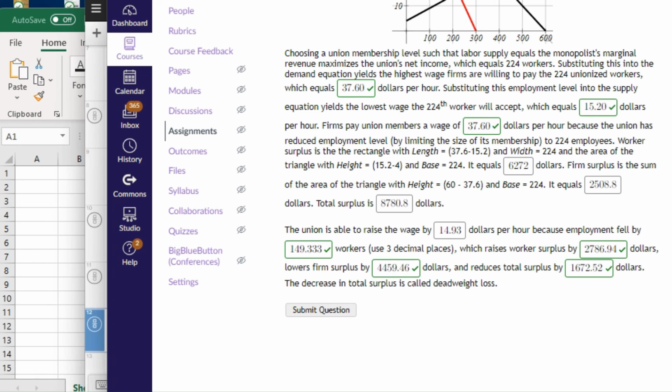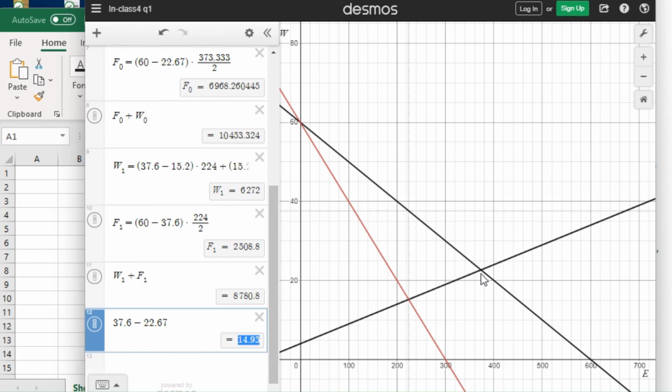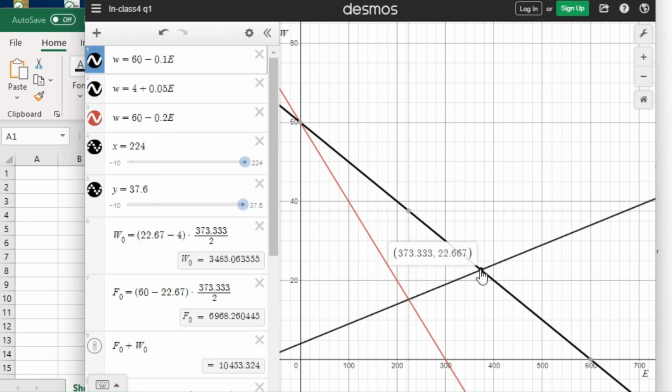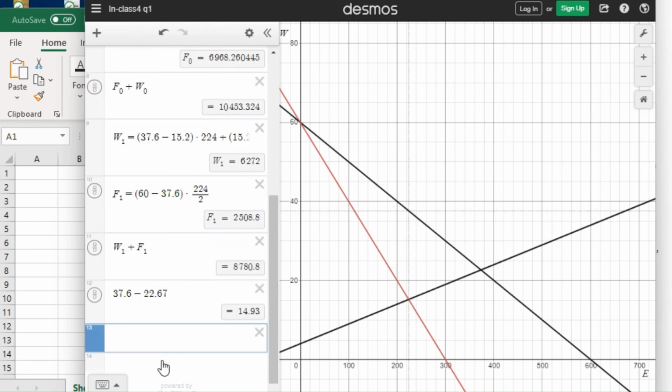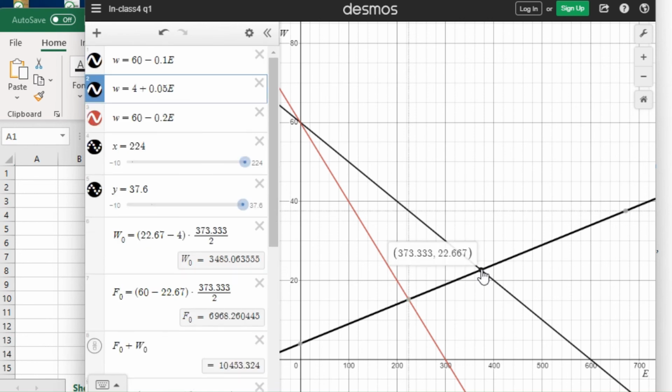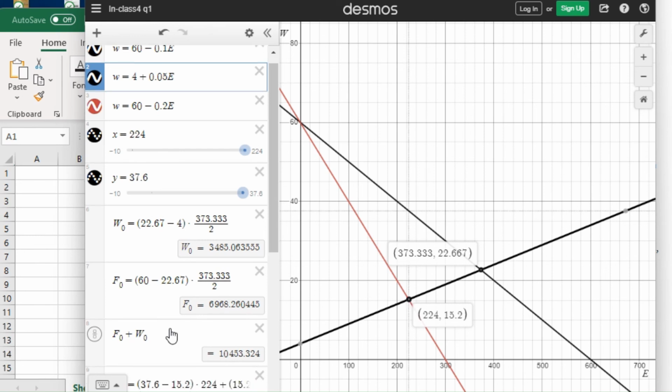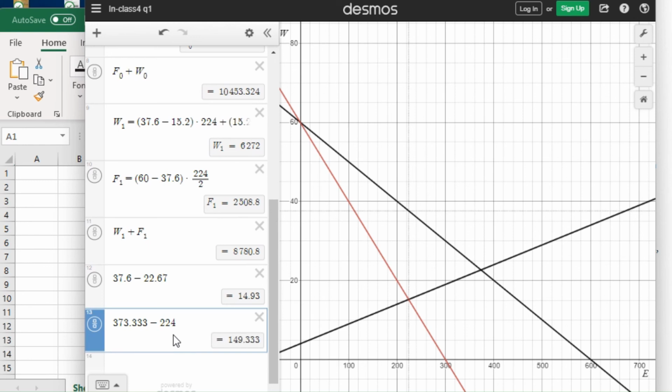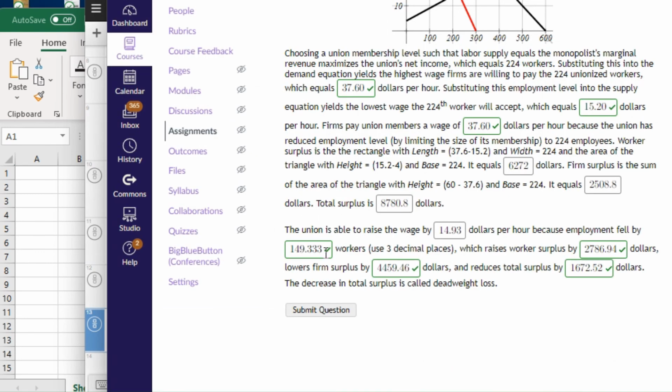Okay. Because it was able to eliminate 149.33 workers. Where'd that come from? Well, before the union and the closed shop state laws were enacted, there were 373.33 workers working in this labor market, right? And then the union was able to limit the amount of workers in this labor market to 224. So they're able to reduce the number of workers in this labor market by 149.33. Right? That value.